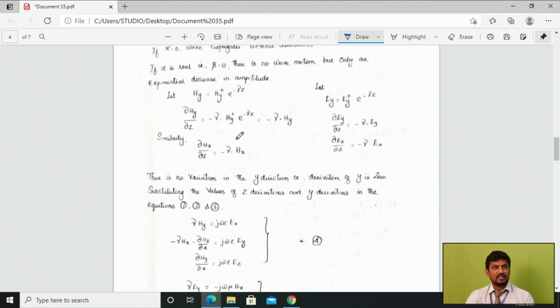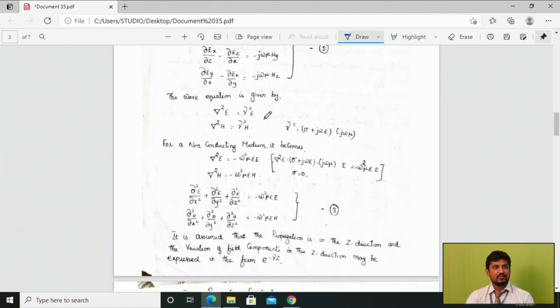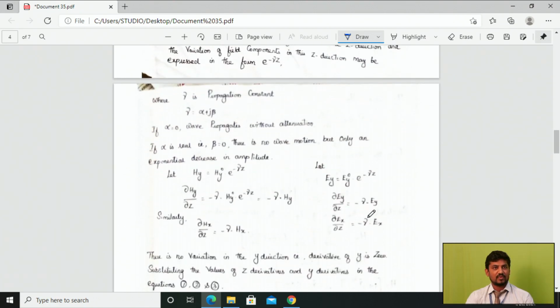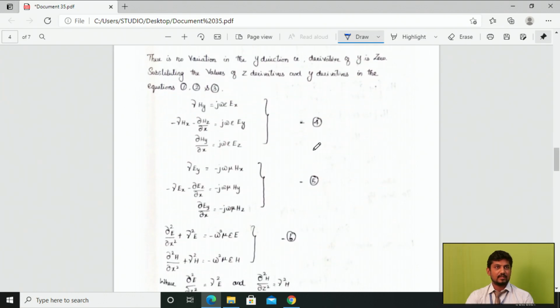So these 3 conditions are substituted in the above 3 equations: equation number 1, equation number 2 and equation number 3. X derivatives just keep, y derivatives put 0, and z derivatives give some formula, some equation we find. Using these equations we can substitute. So we will get equation 1 becomes equation 4, equation 2 becomes equation 5, equation 3 becomes equation 6.